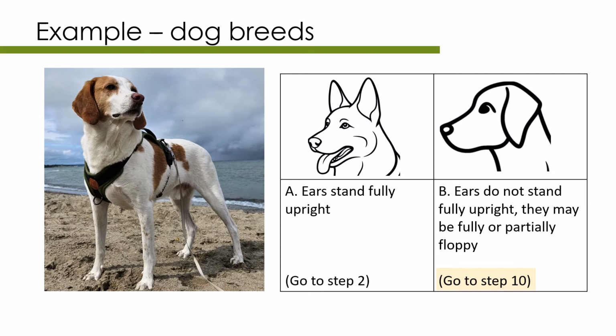Every step is designed to eliminate possibilities. For example, because this dog does not have upright ears, we can say that it's definitely not a German Shepherd or a Husky, or any other breed with pointy ears. It doesn't yet tell us what it is, but step by step the key eliminates more possibilities until only one possibility remains.